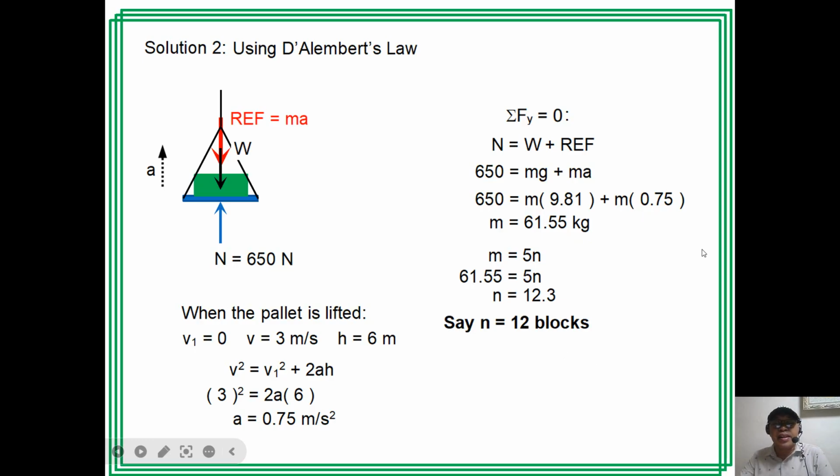So the same lang, no? The only difference is that when you apply the reverse effective force, you can apply the static equations. But if you use Newton's second law, look at where the acceleration is. So if the acceleration is upwards, of course, upward forces minus downward forces, that is the net force. So the forces in the same direction as the acceleration are positive. Opposite direction to the acceleration are negative forces. Okay?